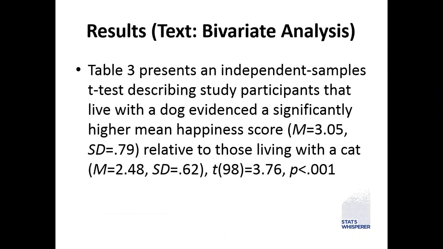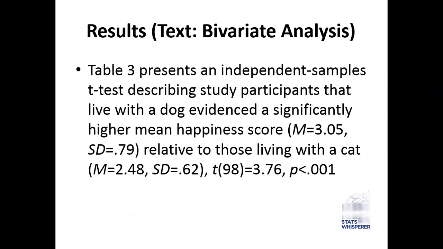So then, after the univariate analysis, we get into the bivariate analysis, right? Same thing, we start off: Table 3 presents an independent samples t-test describing study participants that live with the dog evidencing a significantly higher mean happiness score. Then in the parentheses, you could put in the mean and standard deviation, relative to those living with the cat, put in the mean and standard deviation for them. Then at the end of the sentence, put a comma and report the scientific notations, right?